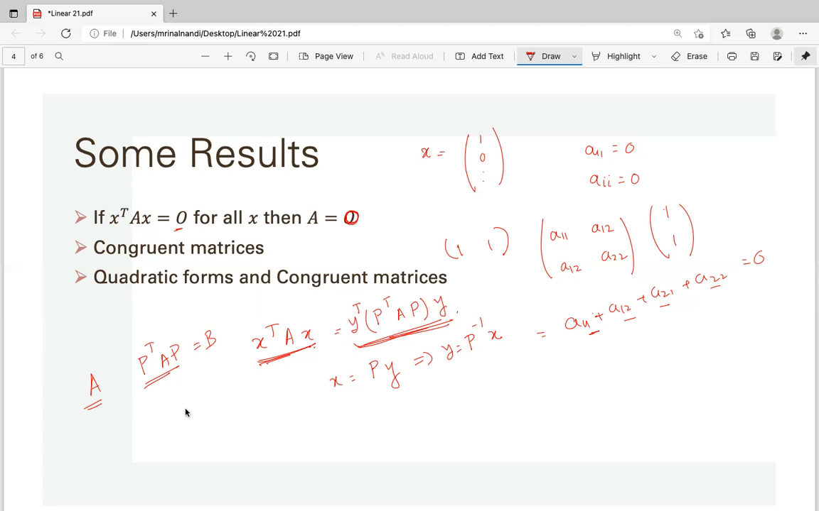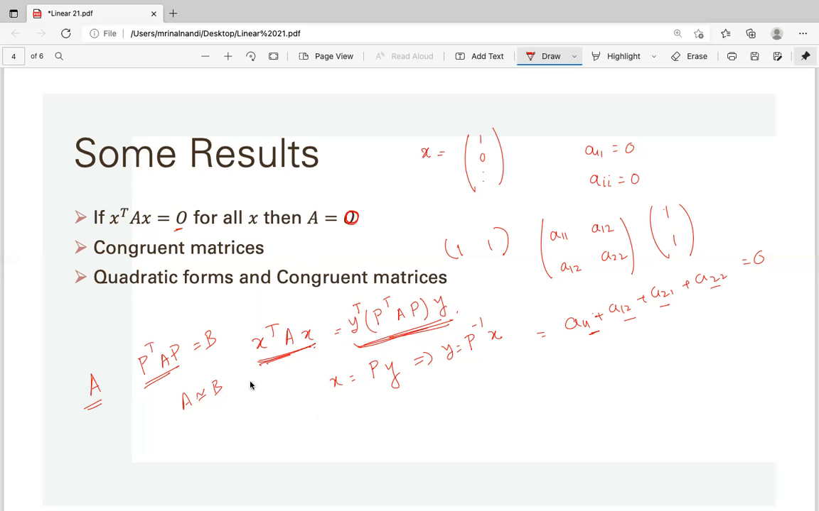A and B are called congruent if there is some non-singular matrix P. Non-singular is important, otherwise it would not be true that for every x we have a y and for every y there is an x. That is important. So for a non-singular matrix P, if B equal to P transpose A P, then A and B are called congruent, and this congruent relation is an equivalence relation. You can easily check that.